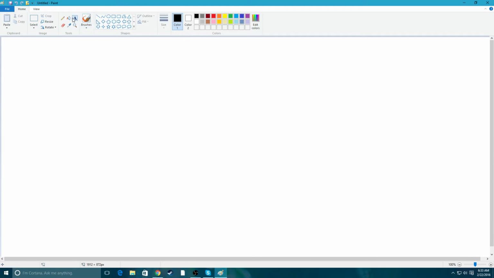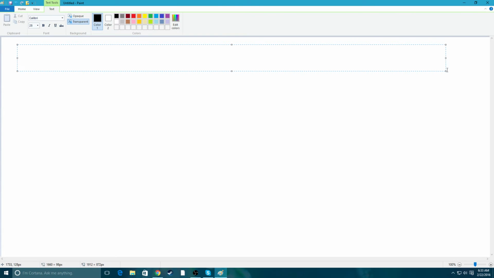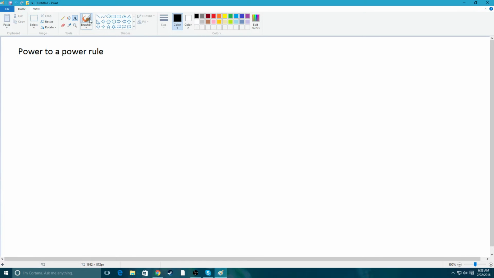So the power to a power rule. The power to a power rule states that if you have a to the m power on the inside of parentheses, and you have a to the n power on the outside, this becomes a to the m times n power. If you have two exponents, one on the inside of parentheses, one on the outside, you can just multiply them together.